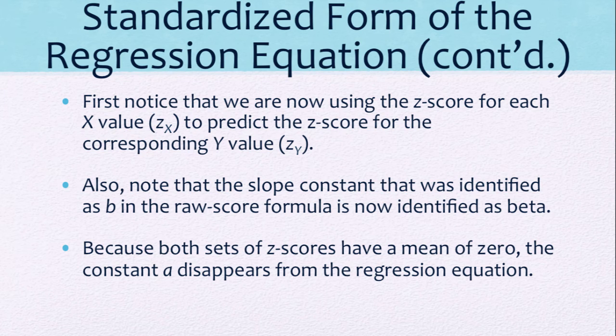First, notice that we're now using the z-score for each x value to predict the z-score for the corresponding y value. Also note that the slope constant that was identified as b in the raw score formula is now identified as beta. Because both sets of z-scores have a mean of 0, the constant a disappears from the regression equation. And so if you recall, the mean for a sample of z-scores is always 0, and the standard deviation is always 1.